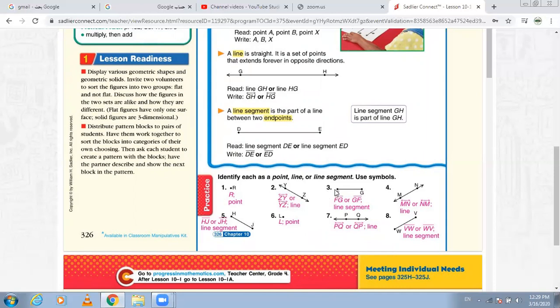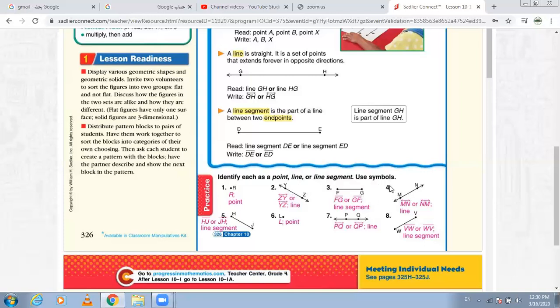Number 3, we don't have arrows, we have only end points. So that means we have line segment. How can I name it? How can I read this line segment? F, G, or G, F. But don't forget to draw this small line above the letters.